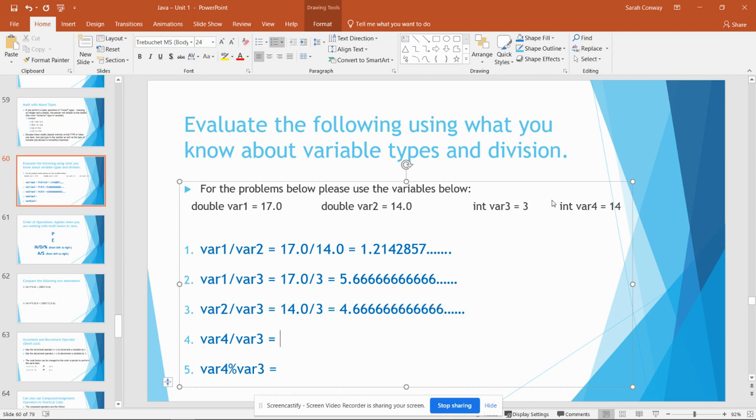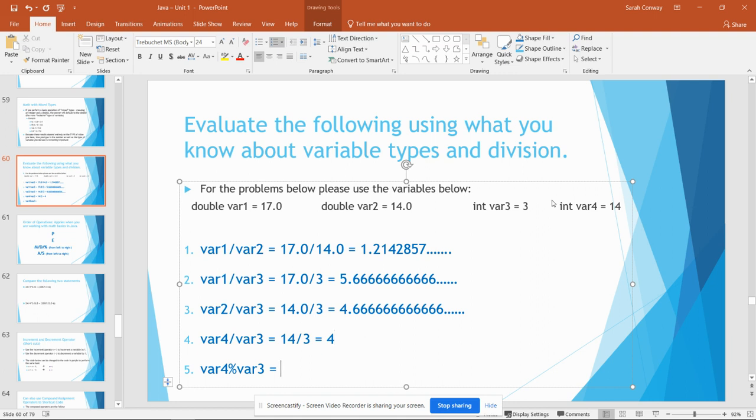And finally here we see we have 14 integer divided by 3. This one, because we have two integers, is going to have a result of just an integer. So we have to figure out how many times 3 evenly goes into 14. Well, 3 times 4 is 12, right? And then it can't go in any more than that because 3 times 5 would be 15, which is higher than 14.